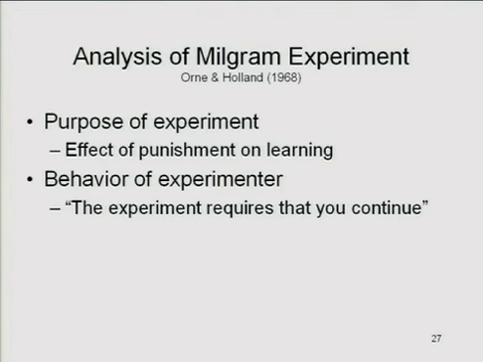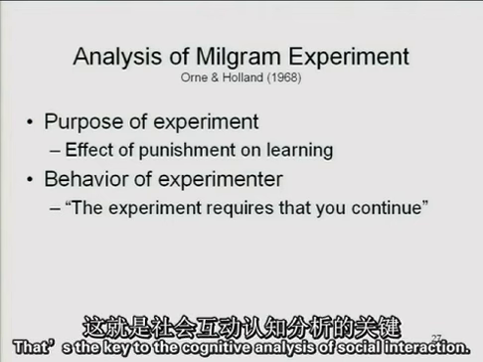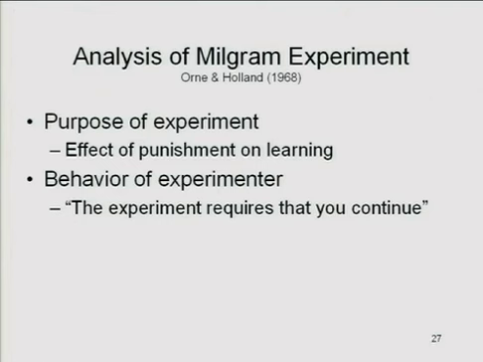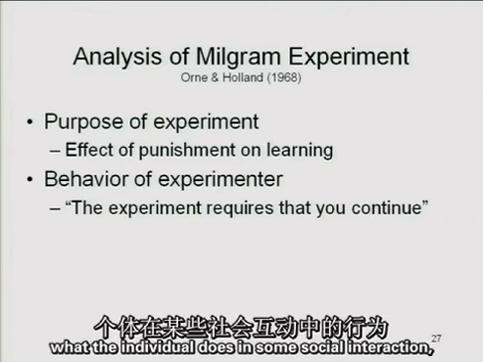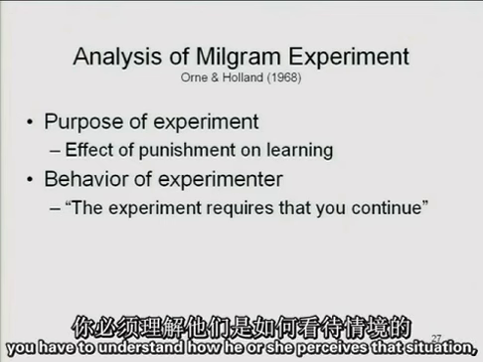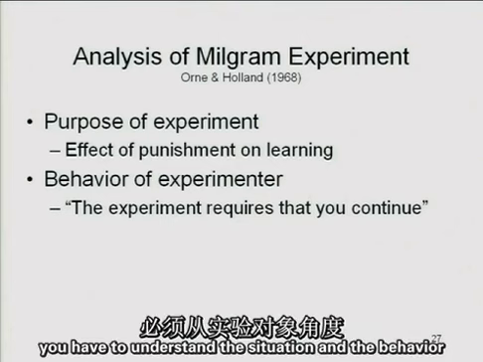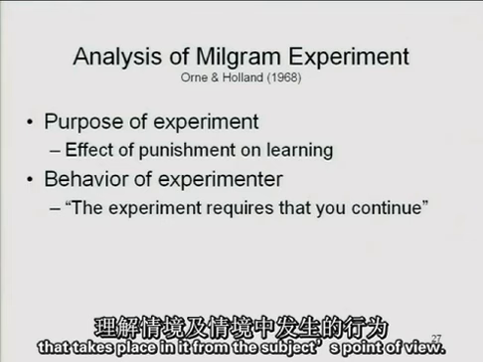That's the key to the cognitive analysis of social interaction. In order to understand what an individual does in some social interaction, you have to understand how he or she perceives that situation. You have to understand the situation and the behavior that takes place in it from the subject's point of view.